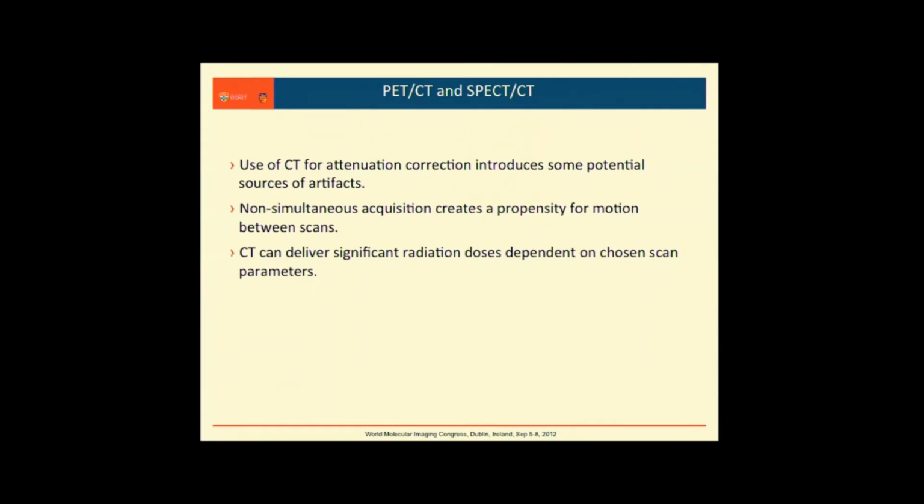And while there are many benefits of using CT with PET and SPECT, there are some potential issues that need to be kept in mind. As we've seen, the use of CT for attenuation correction introduces some potential sources of artifacts. The fact that the acquisition of the two modalities is not simultaneous creates a propensity for motion between scans that can give rise to mismatch in localization. And CT can, of course, deliver significant radiation doses dependent on the chosen scan parameters, and these things need to be borne in mind.